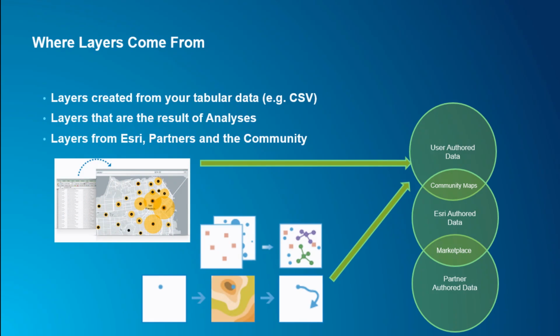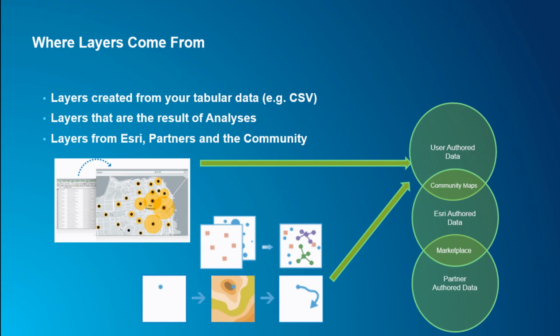And where do you get these layers? Layers can come from your own tabular data. For example, you can take a CSV and you can publish it as a layer. And layers could come as a result of analyses that you do. And those are just the layers that you create, the layers that are authored by you.